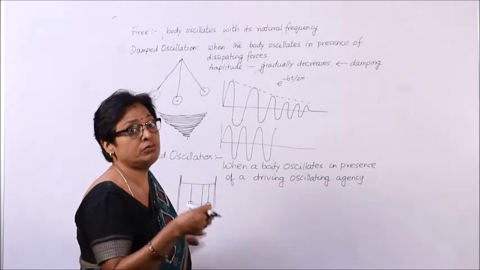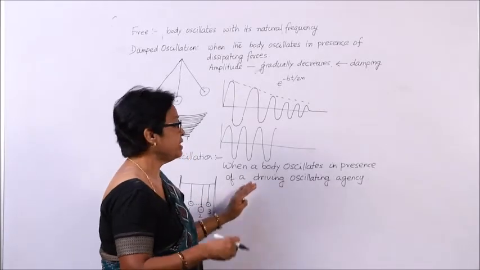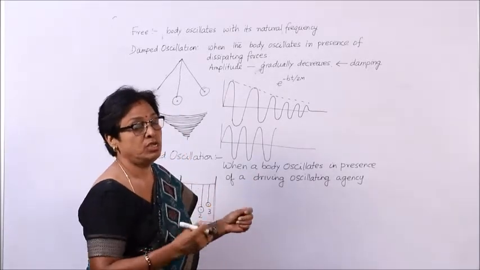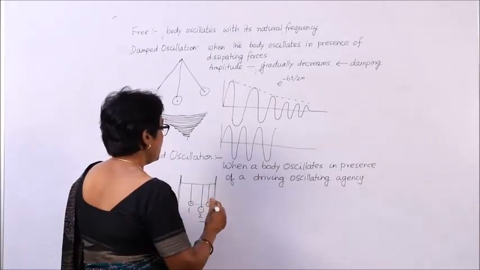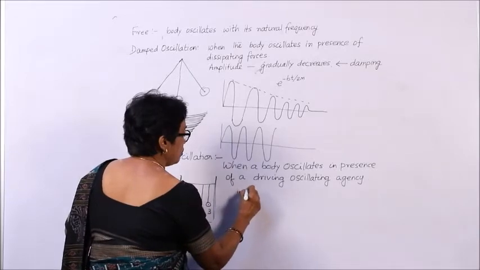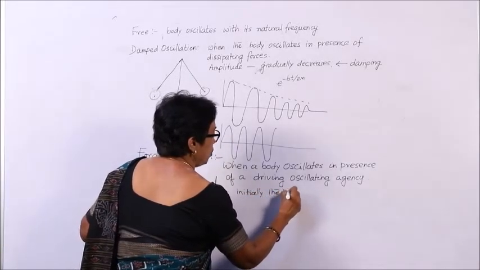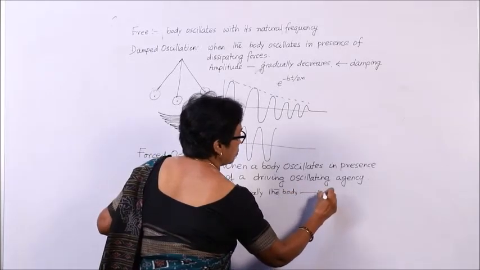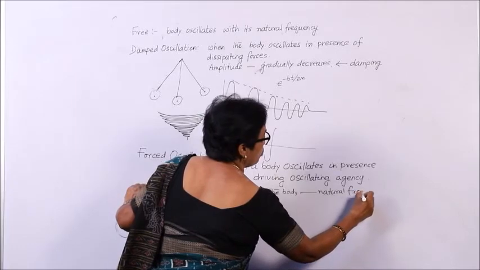So this is what forced oscillation says, that when a body oscillates in presence of a driving agency, a driving force, and that force is oscillating also. So in this case what happens, initially the original body oscillates with its natural frequency, its own frequency.